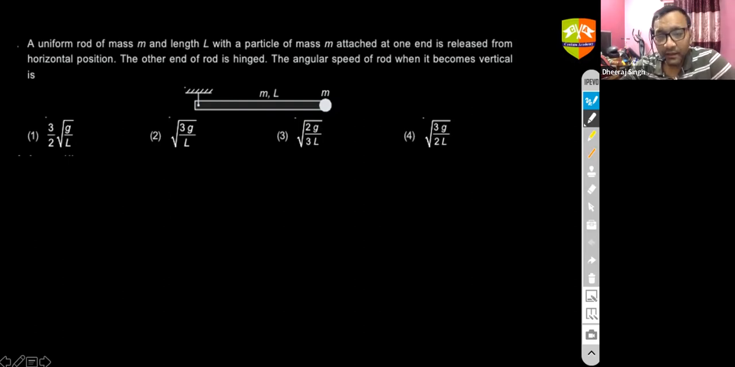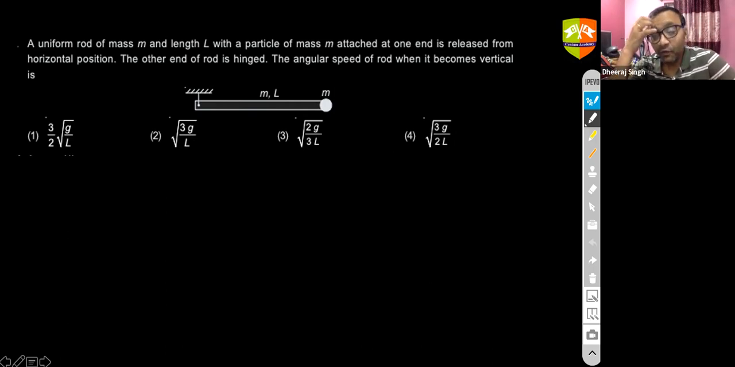Is angular momentum conserved? About the hinge, is angular momentum conserved? Why is it not conserved? Because gravity is the external torque about that hinge, so you can't do that.